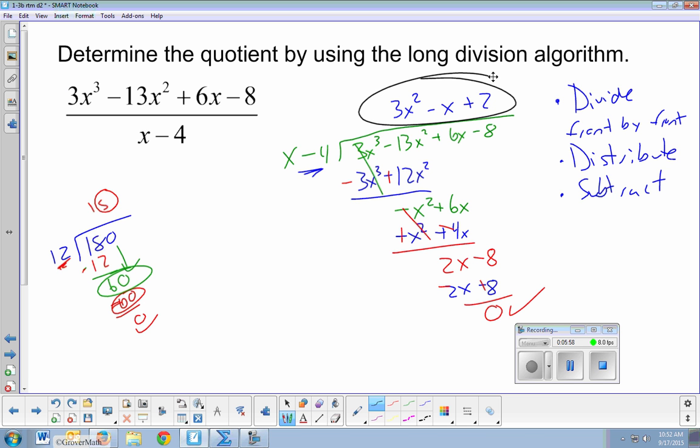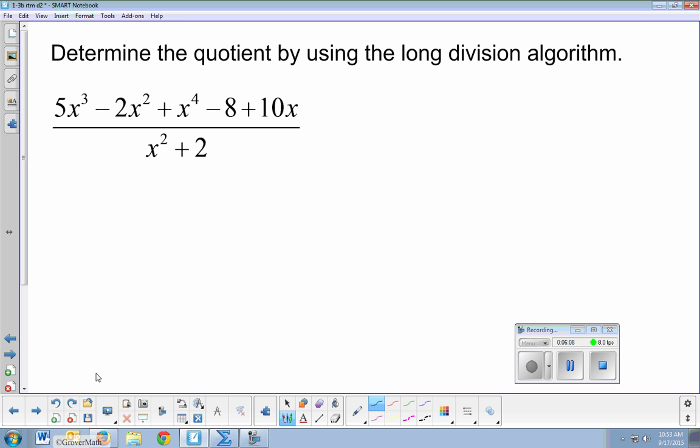Now, will there always be a remainder of 0? For now, but we will get to problems where we have remainders later. Do one more for you quickly, maybe a challenge one. It's not in order. There are holes.